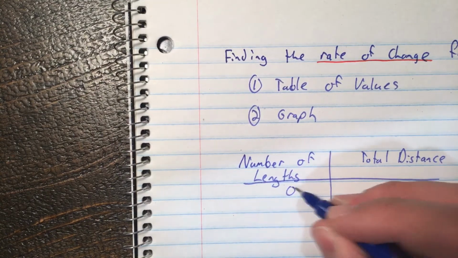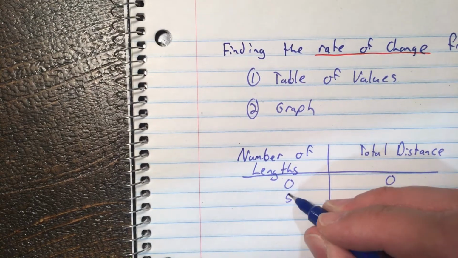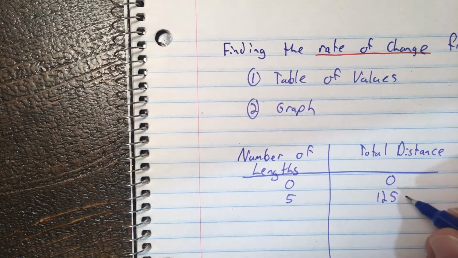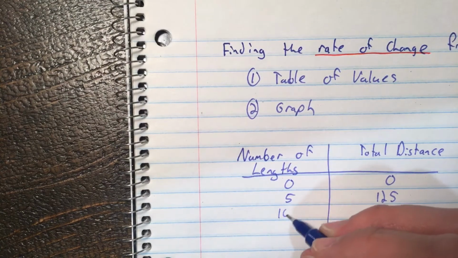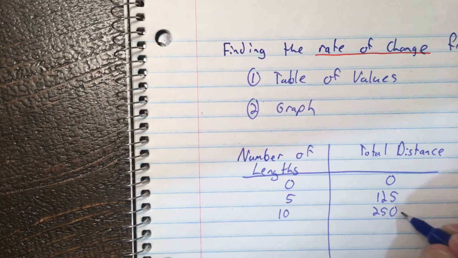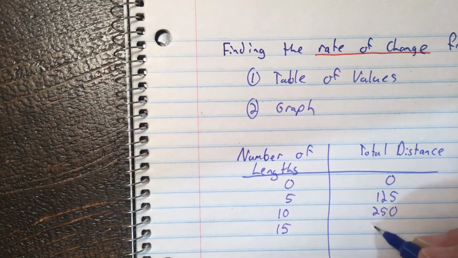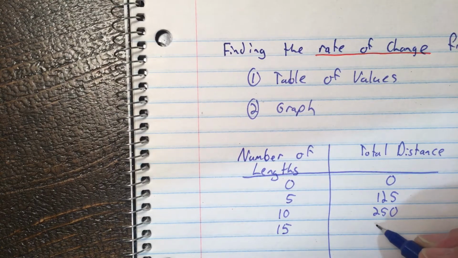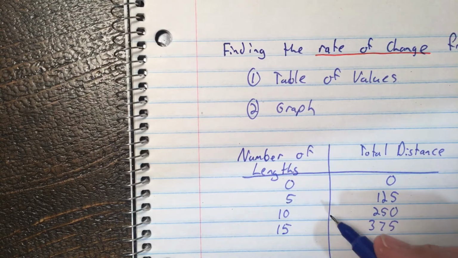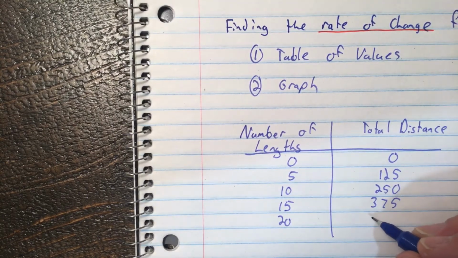So 0 lengths is a total distance of 0. 5 lengths would be 125 meters. 10 lengths would be 250. 15 lengths would be 375, and 20 lengths, 500.